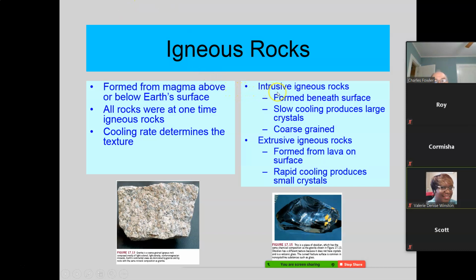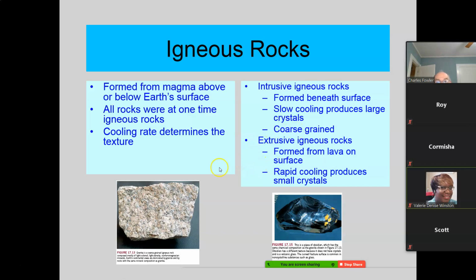Here it is. Intrusive igneous rock. Now, focus on the prefix IN. Intrusive igneous rock formed inside the earth, beneath the earth's surface. That generally means if it was inside, it cooled more slowly. If it cooled more slowly, it gave you larger crystals. If it had larger crystals, we call it coarser grained or coarse textured rock. That's intrusive igneous rock, cooling slowly, forming larger grains.